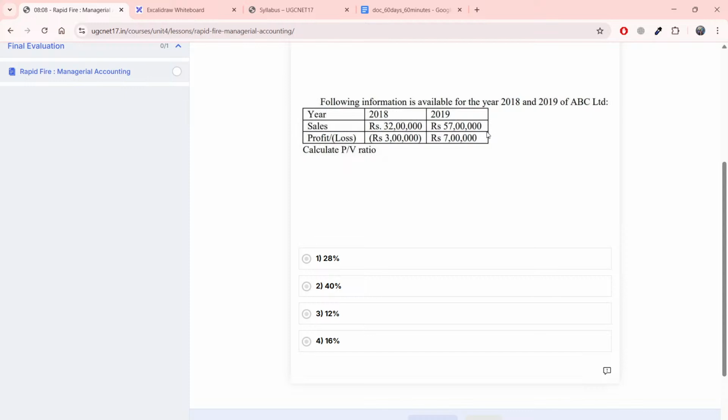PV ratio, change in profit and loss upon change in sales. So this is 7 minus 3, which is 10 lakhs, upon 57 minus 30, that is 25. 10 upon 25 is 40%.